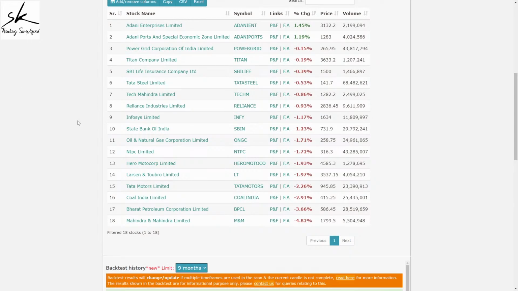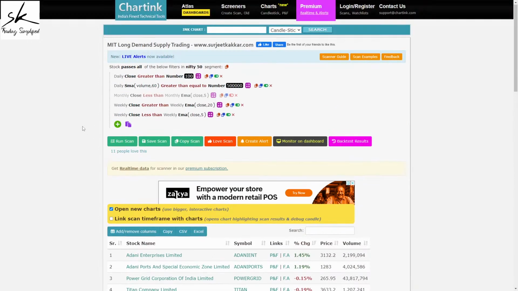But again, I'll add, whatever results you're getting, you can never blindly buy or sell these symbols. The job of the scanner again is not to tell you what you need to buy or sell. The only purpose it is helping us is from a bigger list, it is helping us go to a smaller list. And these are not the only scanners which are available to you.